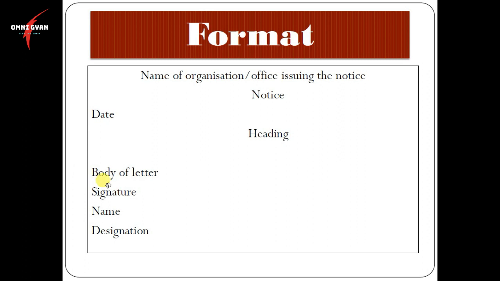Then the body of the notice. The main body is where you will write the date, the venue where the competition is going to be held, and certain rules and regulations, if there are any, in short, not in long. Then the signature, name and designation. So this is the format. Please note down the format.